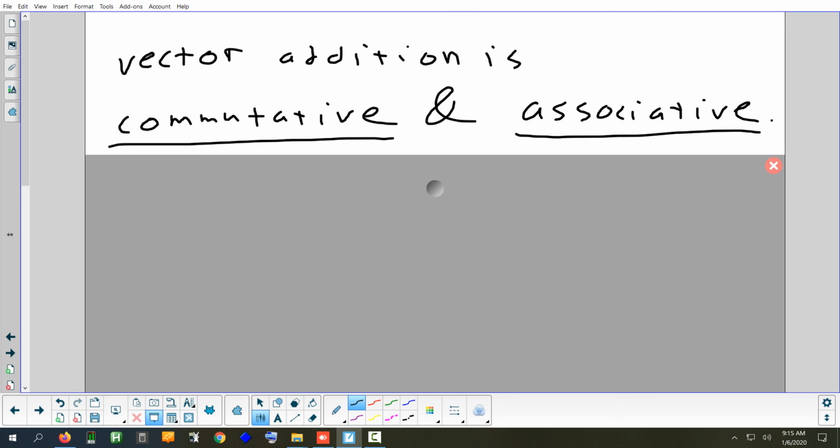Two properties we're going to look at are what's called commutative and associative. Does anyone remember what commutative means? Not with vectors, we're going to look at that. Just with regular numbers. Remember what that property is? Commutative. Think about addition specifically. Someone give me an example of the commutative property using addition.